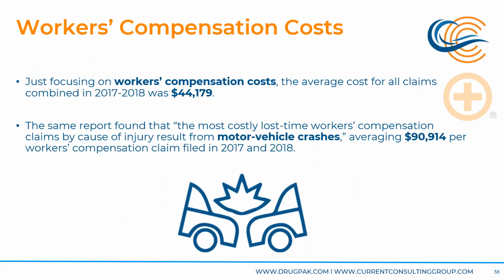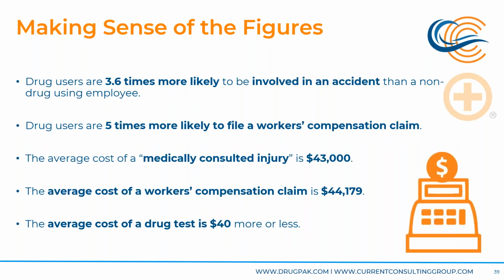Now, the average cost of a workers' comp claim in between 2017 and 2018 was about $44,000. In fact, that 2017-2018 is not accurate. That should be 22-23. So that's a typo on my part. This is the latest data that's available. $44,179. If it's a motor vehicle related crash or accident, you're looking at over $90,000 as the average workers' comp claim, again, for 2022-2023.